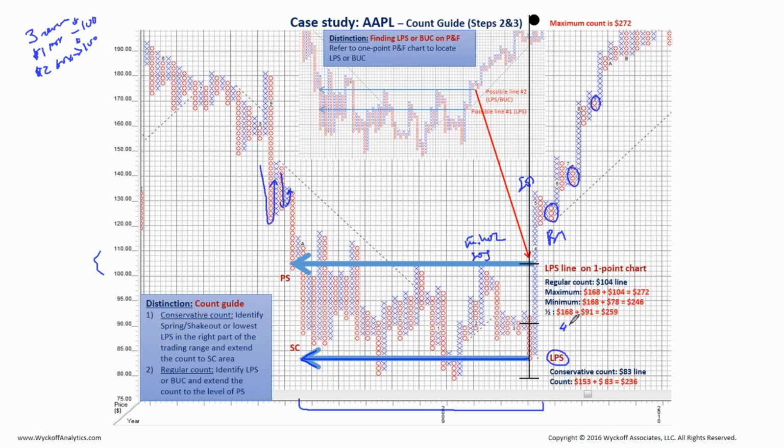Did you count 43? Okay, so now you multiply 43 by 3 because it takes 3. It's a 3-box reversal method. So we multiply by 3 to get the number of columns that we would use to calculate the upward price objective. So that's 129. Okay, and we have to multiply it also by the box size. By the scale. Yeah, by the scale.